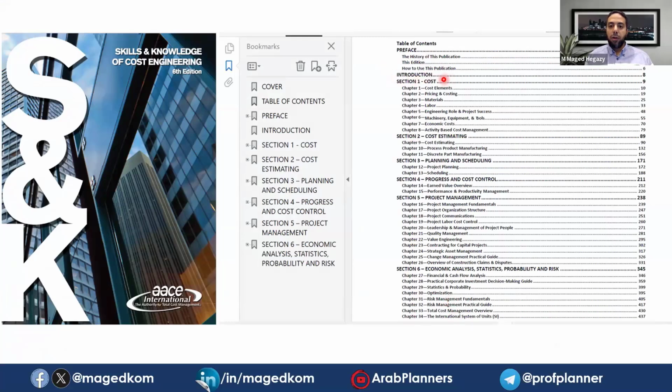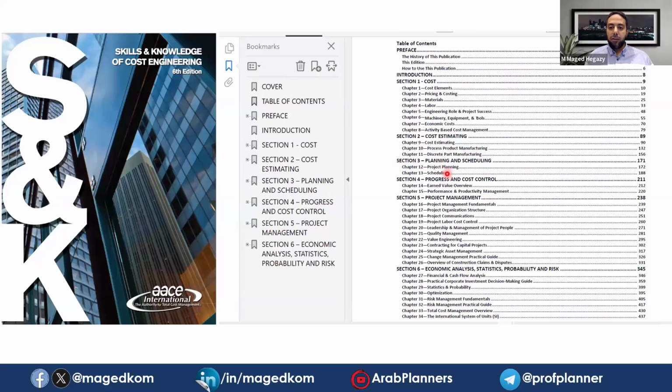Section 1, cost, has 8 chapters, starting from cost elements, element by element, then the introduction to economics and cost management. Economics will come again in Section 6. Section 2, cost estimation, discusses the estimation of each of these elements, and then goes to manufacturing. So you will not go only to construction. Even if you are working on construction, you need to understand manufacturing and the types of products in manufacturing, and how this affects the cost of material.